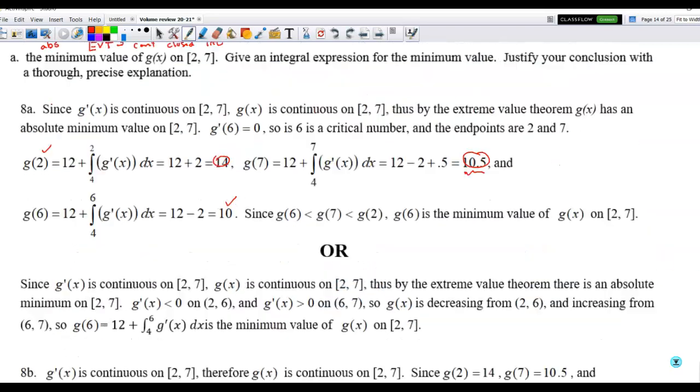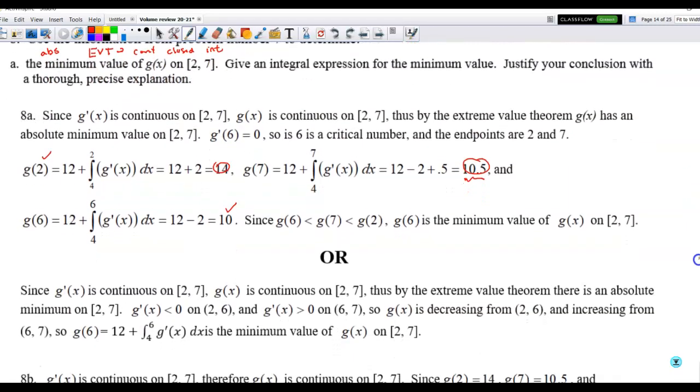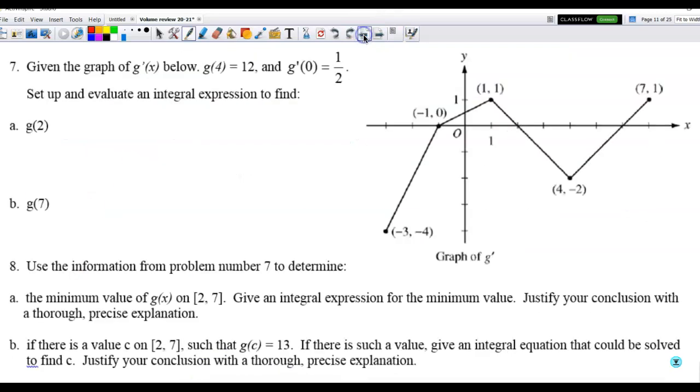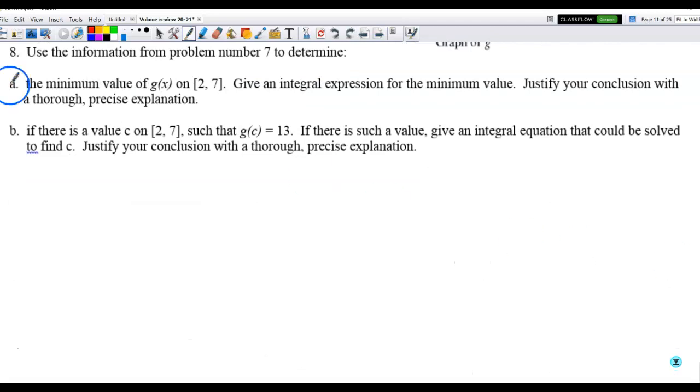And then finally for 8b, what are we doing for 8b? Here's 8a, 8b. Looks like we're finding an equation that could be used to find the value c. I don't have my, let's see, let's go back. I do have it somewhere here. The questions only, maybe not. Yep, there it is. So let me see what we're doing here.